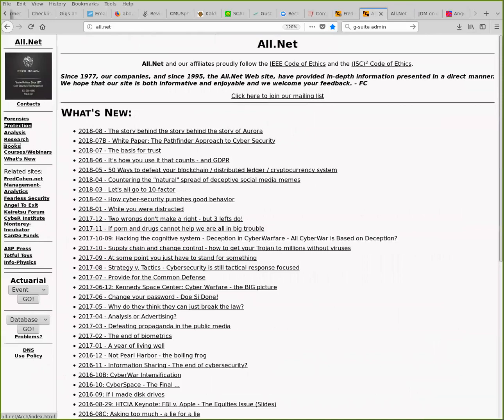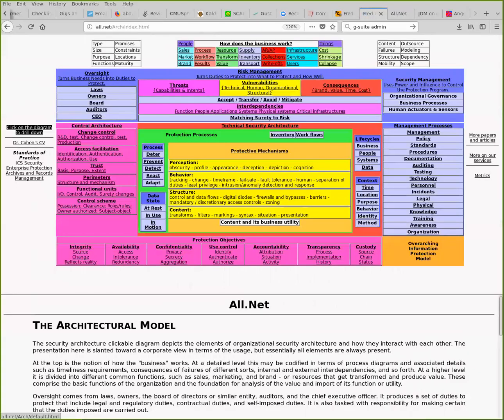And so I developed an overview, and again, you can go get this all at the all.net website. When I worked at Burton Group in the early 2000s as the principal analyst for security and risk management strategies, I learned about building diagrams for things. And so I built this diagram to explain how cybersecurity works, what the overarching architecture and model is.